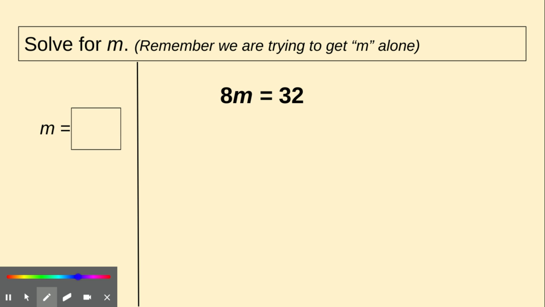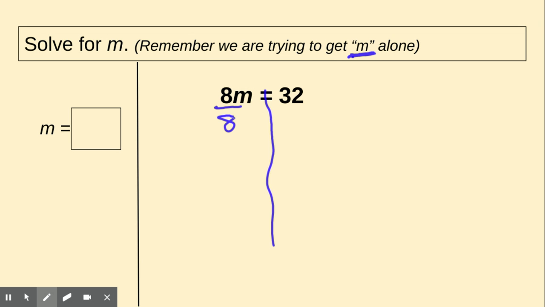Our first problem here, we are going to be solving for m. We need to remember we are trying to get m alone on one side of the equal sign. I like to draw a line down my equal sign because that will separate the left half of my problem and the right half. I see we have 8 times m is equal to 32. What is the opposite of 8 times m? We're multiplying, so the opposite will be dividing. If we multiplied by 8, we need to divide by 8. And 8 divided by 8 cancels out. So now we are left with m equals 32 divided by 8.